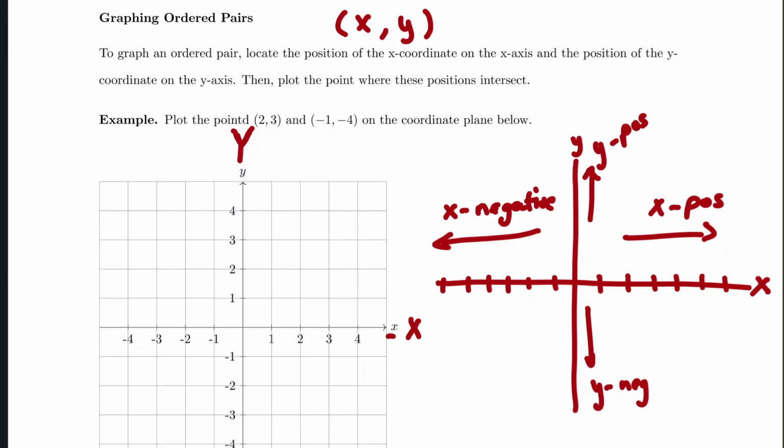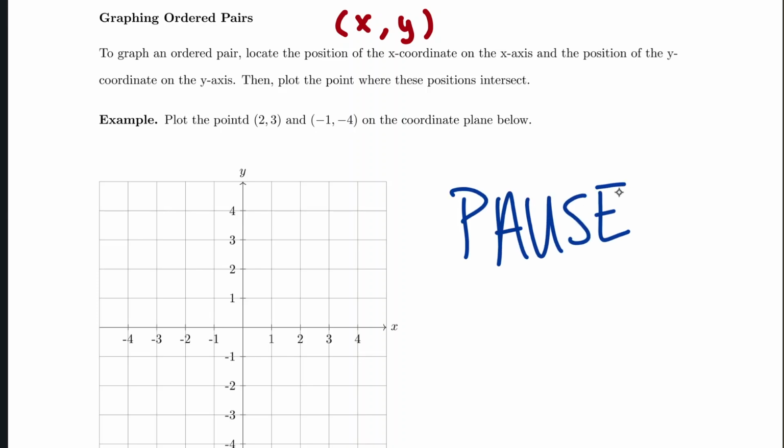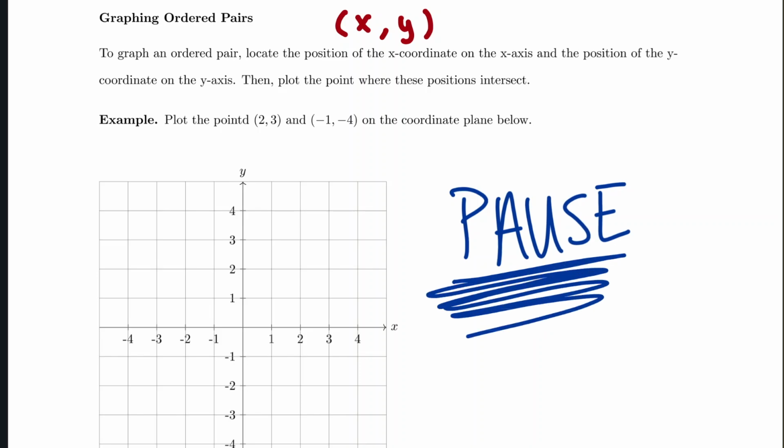Let's start actually graphing these ordered pairs now that we've introduced the topic of the coordinate axis. In this example, we're asked to plot the point (2, 3), and then separately we'll plot the point (-1, -4). Now here's where I would encourage you to pause this video and try this on your own. This will help give feedback if you're following along with this topic. Unpause and I'll give a guided solution. So take a moment, please pause the video and try this on your own.